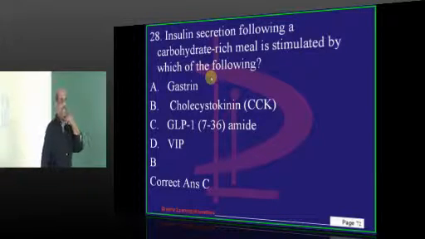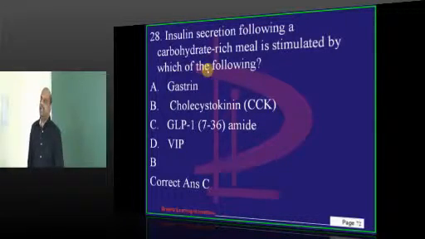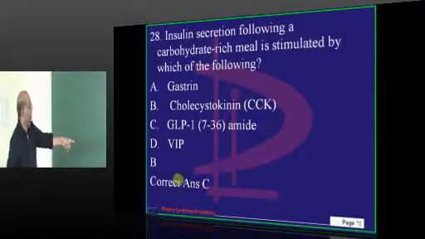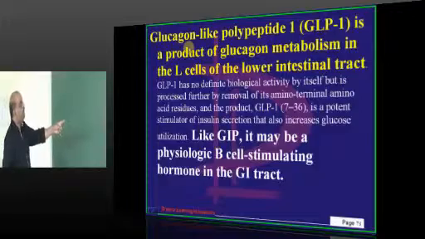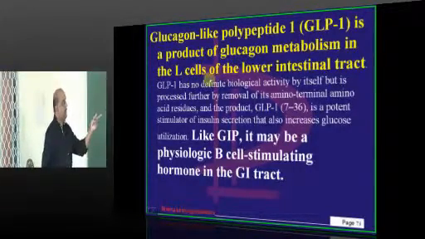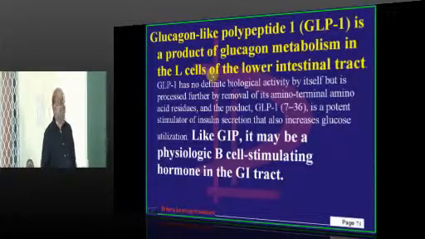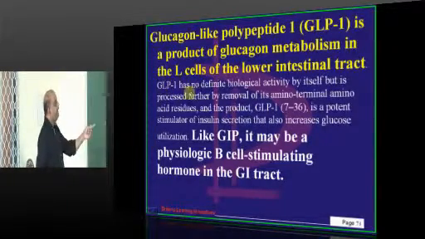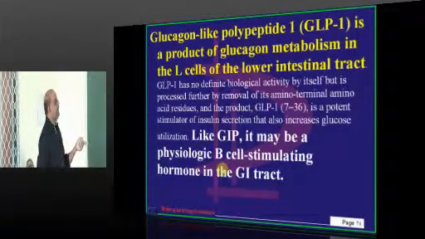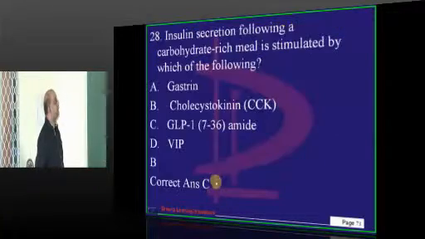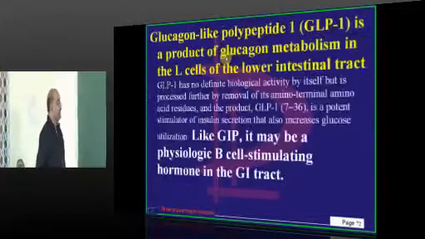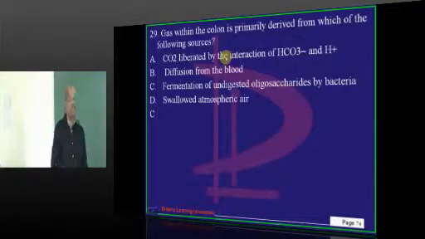Now coming to insulin secretion, this is a favorite question of the examiner. There is a change in the answer. Answer becomes C, not B. It is the glucagon-like peptide, which is a product of proglucagon metabolism in the L cells of the lower intestine. And just like gastric inhibitory polypeptide, glucagon-like peptide is a physiological B cell stimulating hormone. Insulin secretion is typically stimulated by glucagon-like peptide, is what needs to be remembered.